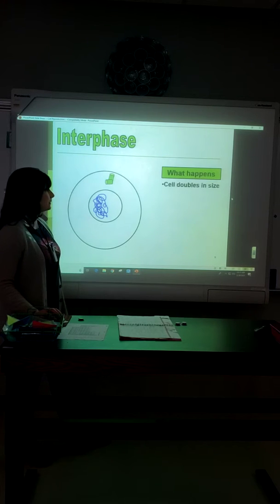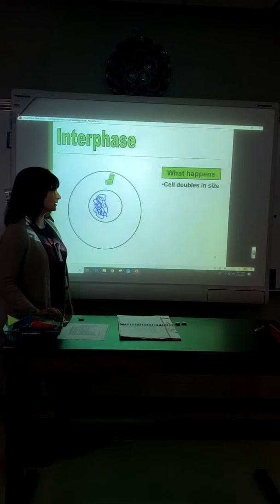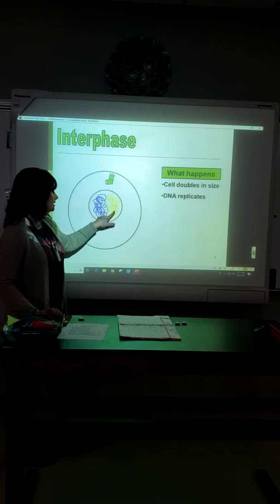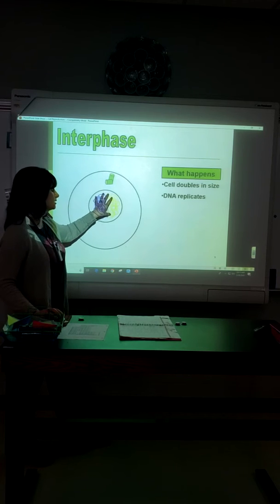All right, so here's what's happening. The cell is actually going to double in size. The DNA is going to replicate. Here we see in the nucleus, here's our cell, here's the DNA.